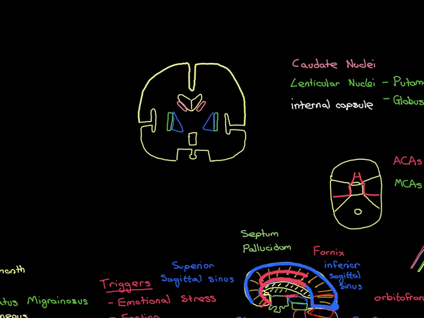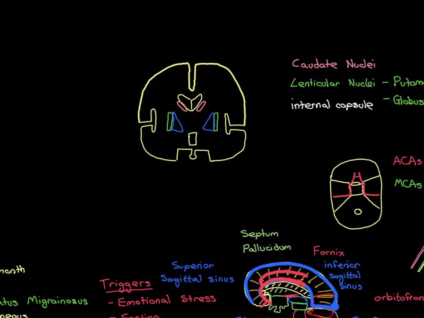So the internal capsule is a white matter tract, effectively. It's loads and loads of axons, and it's this bunch of axons in this position here. All of this is white matter. In between the caudate nuclei and the lenticular nuclei, there runs loads and loads of axons here, and they're going to go up to the cerebral cortex, or they're coming down from the cerebral cortex. Indeed, the fibers that will make the corticospinal tracts, they'll be coming down here.